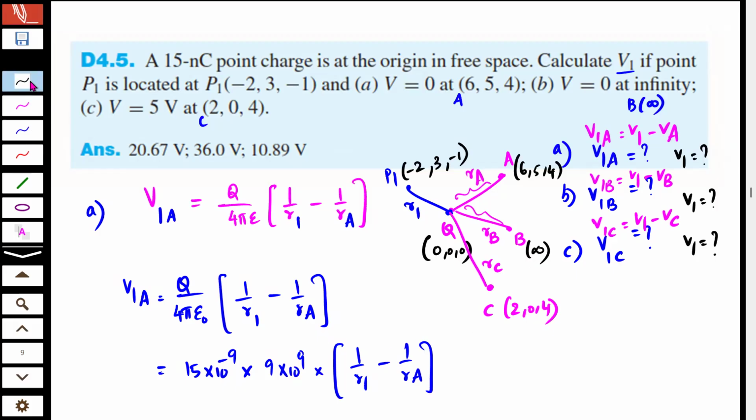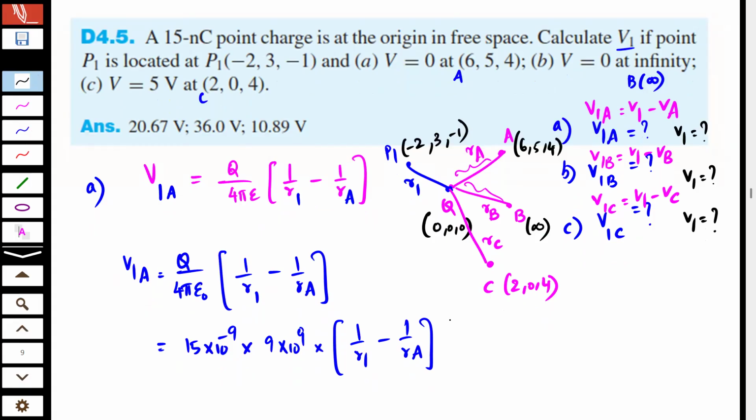So you know the distance formula. By using the distance formula computation, you can find the distance R1 and RA. So let me write R1 is under root, the point P1 coordinates minus the origin coordinates, so that is 2 square plus 3 square plus 1 square. So this is going to be under root 14.